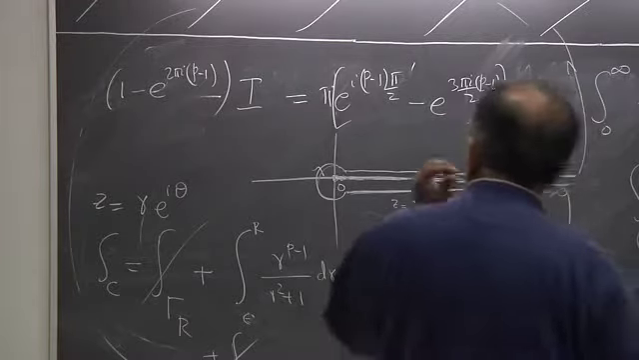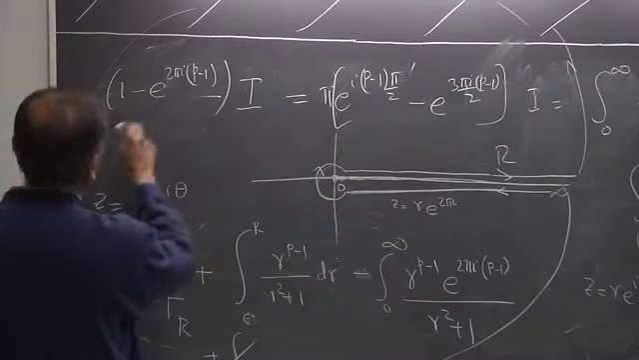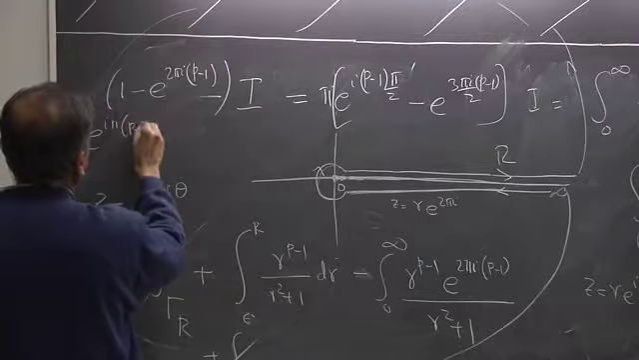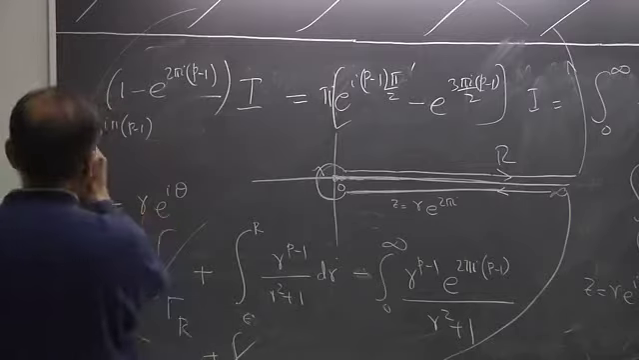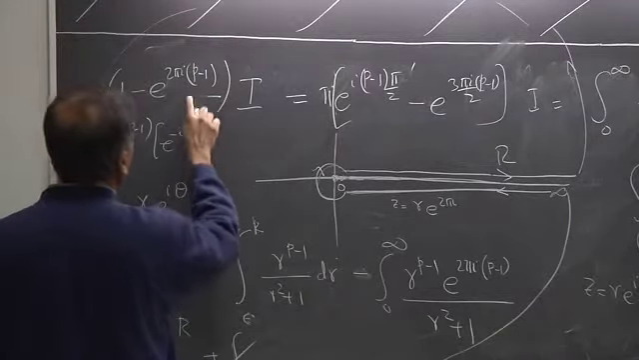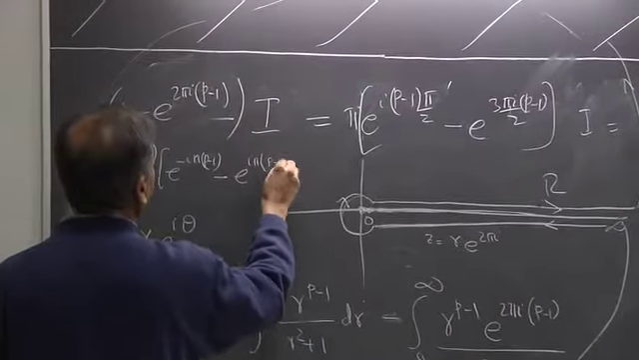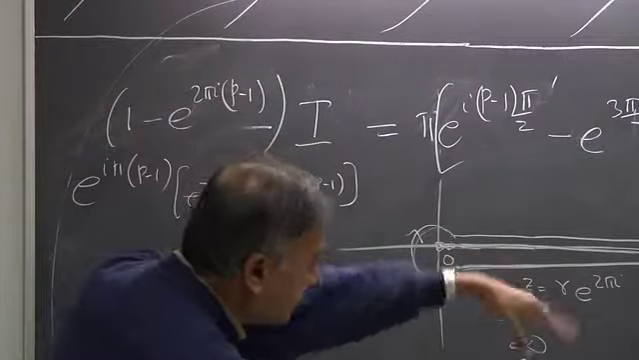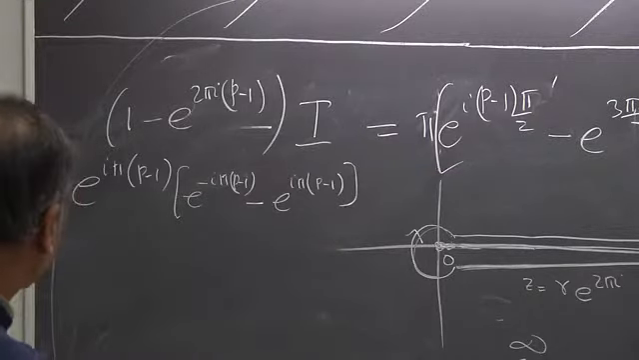I mean, we can try, so let's see what it is. I don't know this. So this is the same as if I take out e to the i pi (p minus 1), common factor. So this becomes e to the minus i pi (p minus 1), and that becomes e to the i pi (p minus 1). So I'm just trying to simplify. I don't know if I may have made some mistake here, forgetting some phase, but let's see.